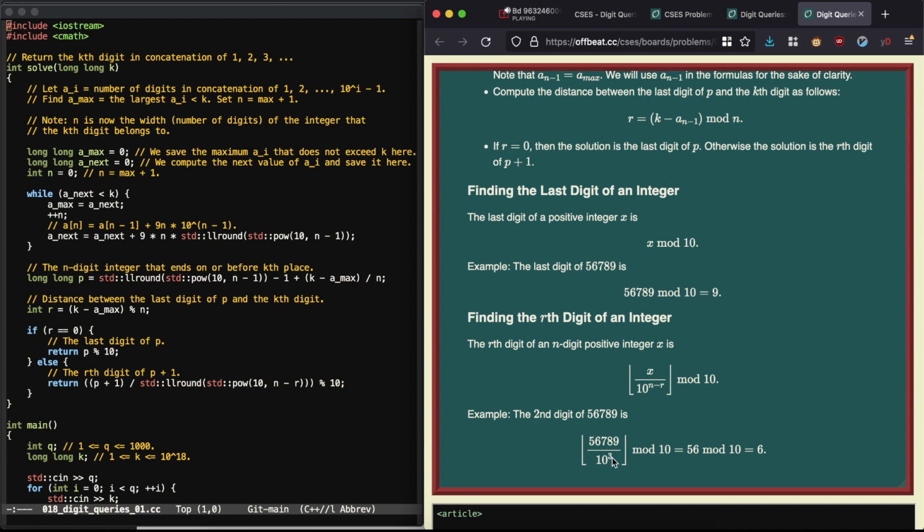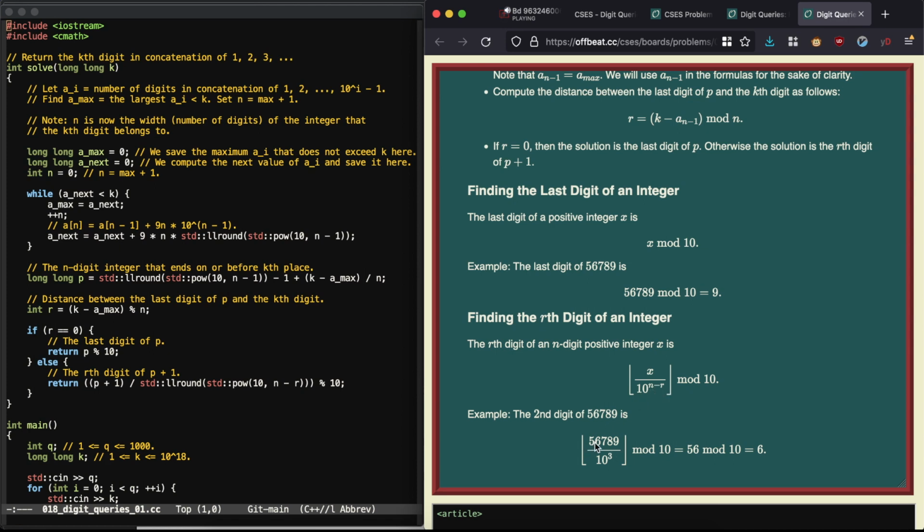And how do we know that this has to be 1000? Because there are 5 digits. We want to keep only 2 digits. So we want to get rid of 5 minus 2 digits. So that is 5 minus 2, 3. And that is what is noted here in the denominator, in the general formula. So n is the number of digits in this integer, in our solution integer. r is the rth digit we want to pick. So we want to keep the first r digits. We want to get rid of the last n minus r digits. So that is the denominator here.